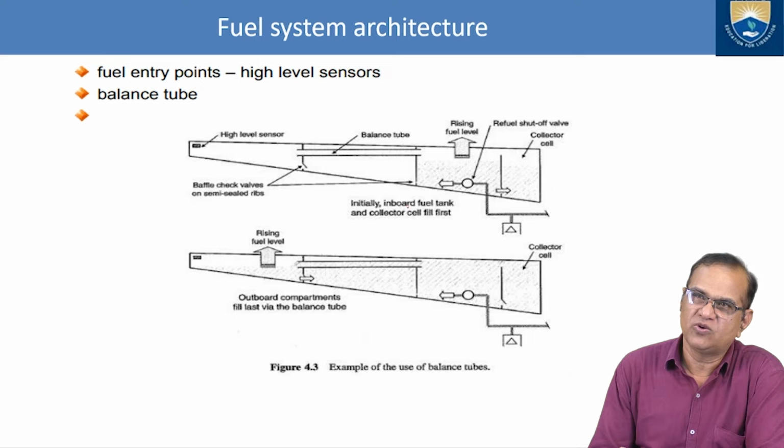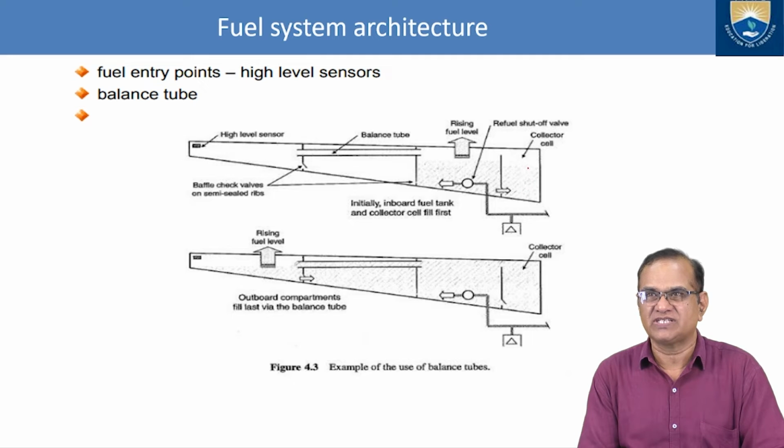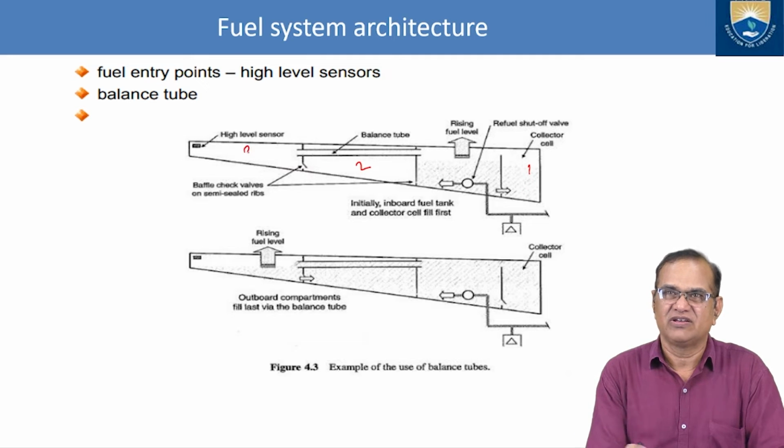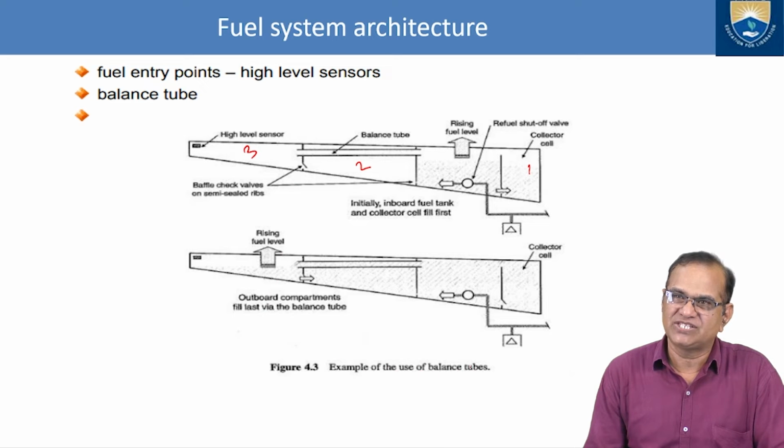Initially, the inboard fuel tank and the collector cell fill first. First inboard, this is the first, then second, then third. First the inboard, then the next. Same way here. Example of the use of the balance tubes.